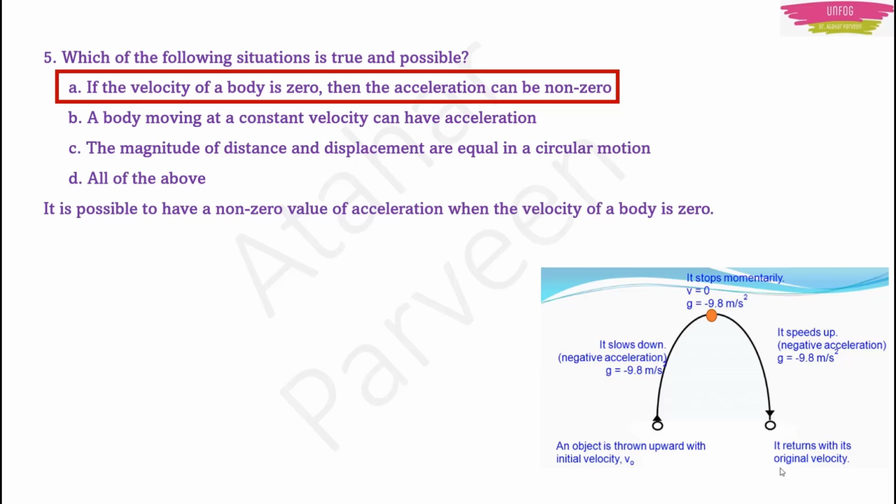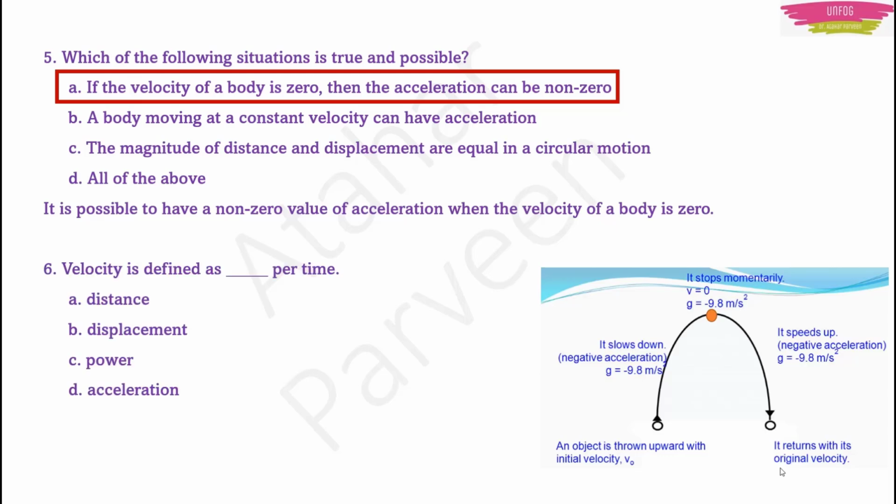Okay. Next question. Velocity is defined as dash per time. Of course, velocity is defined as displacement per time. If it was speed, we would say distance. Okay, you have to remember this. Distance is related to speed. Displacement is related to velocity. Because in distance, we will not see the direction, so we say that speed is a scalar quantity. In displacement, we see the direction, so we say that the body has velocity, meaning it is a vector quantity. Okay. So option B will be the right answer because velocity is defined as displacement per unit time.